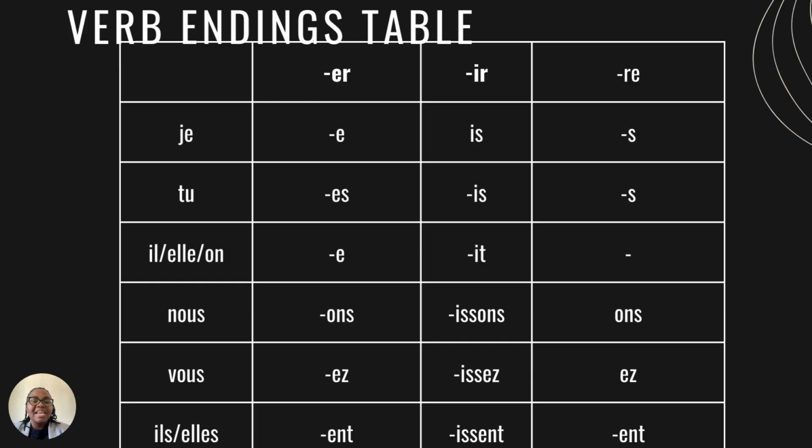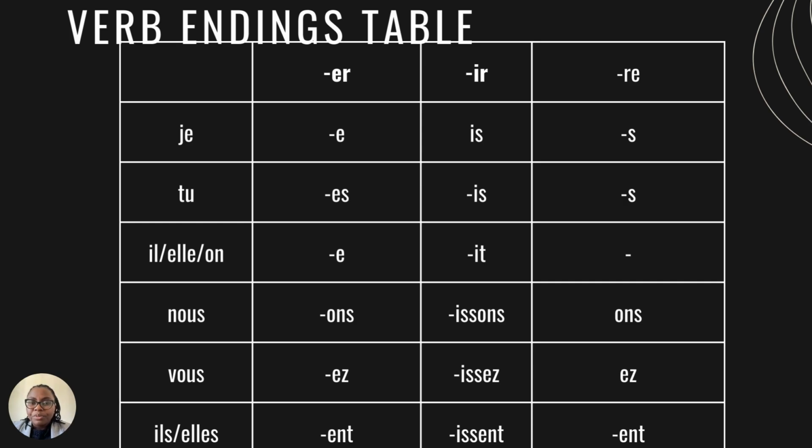Let's look at the endings for ER verbs, the first group. After you have removed the er, for je, you put e. For tu, you put es. For il, elle, on, you put e after removing the ending. For nous, you remove the er and replace it with ons. For vous, you replace it with ez. For ils, elles, you replace it with ent. Those are the endings for er verbs, which is the first group.